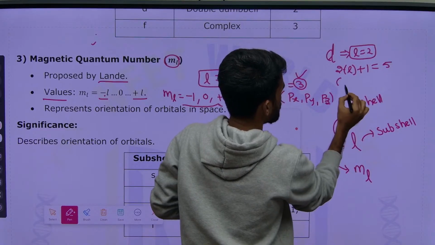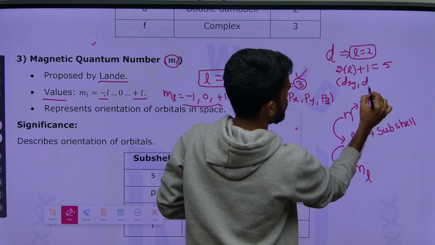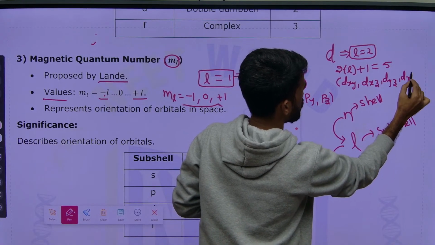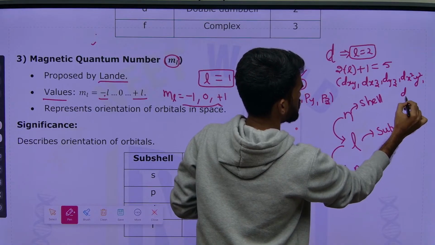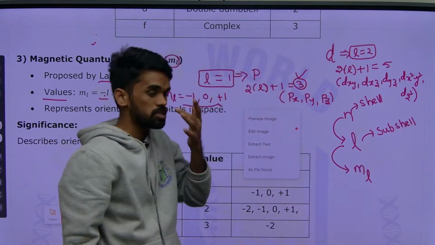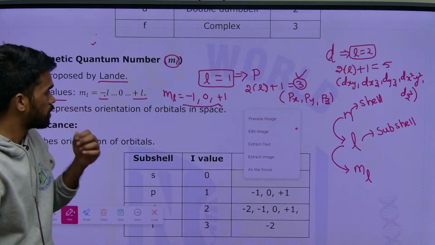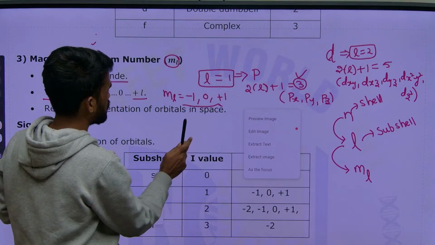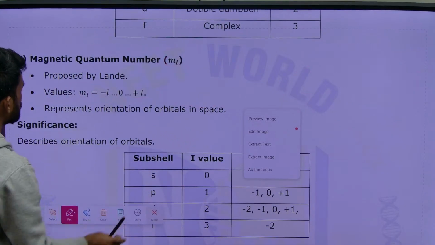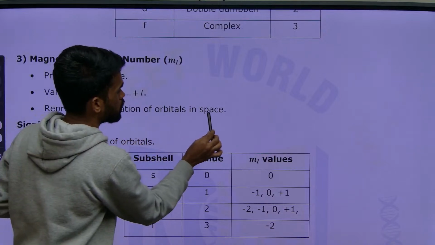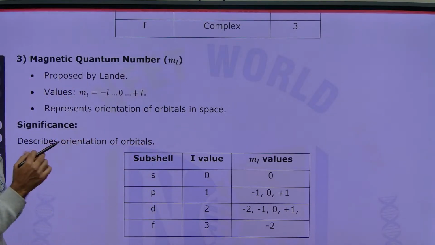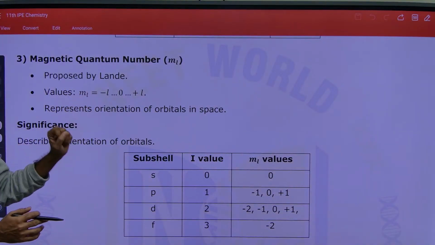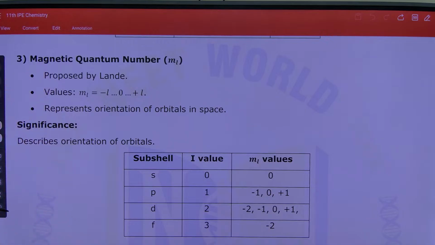So what are these? dxy, dxz, dyz, dx square y square, dz square. These are the 5 d orbitals possible when L equals 2. Now see, minus L, 0, plus L, what is the use here? It represents the orientation of orbitals in space, how they are oriented in 3-dimensional space. This is given by the magnetic quantum number ml.